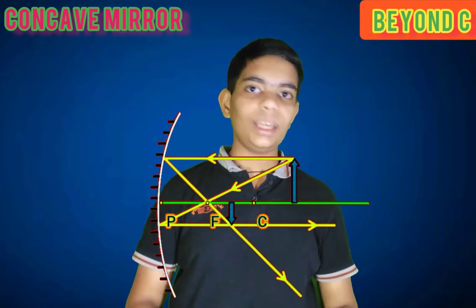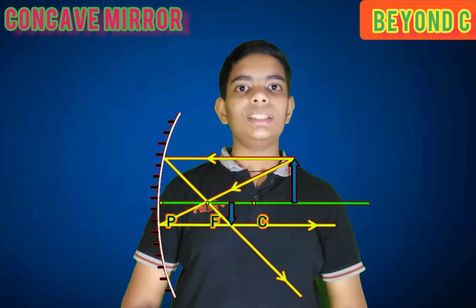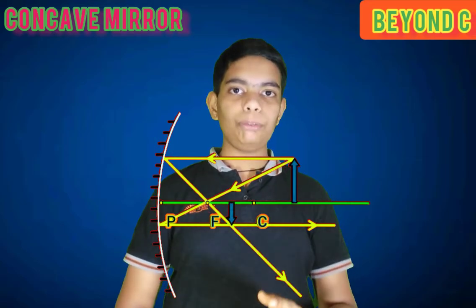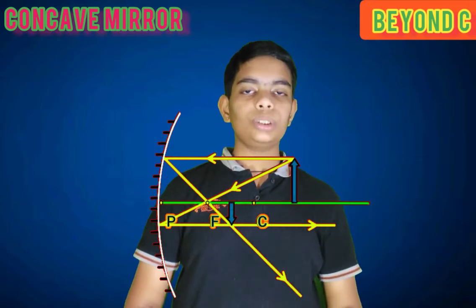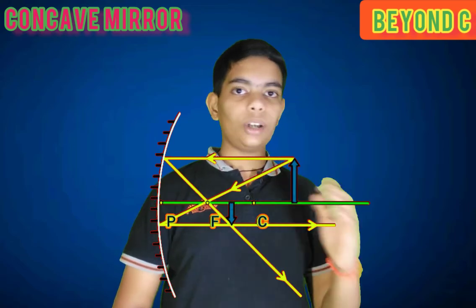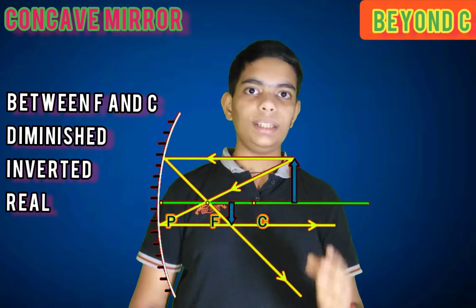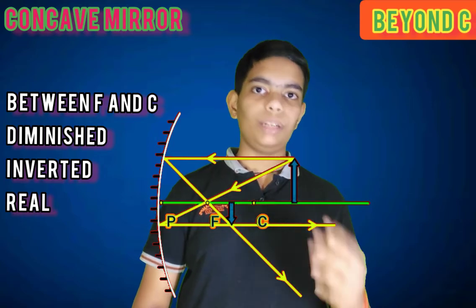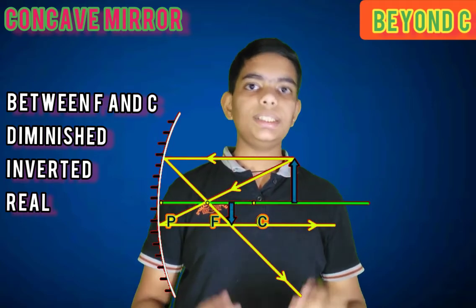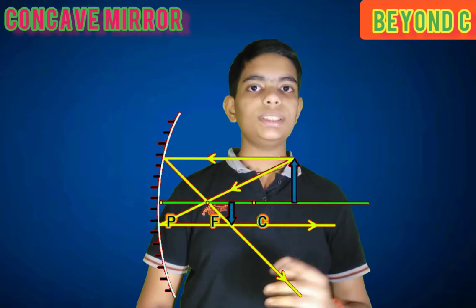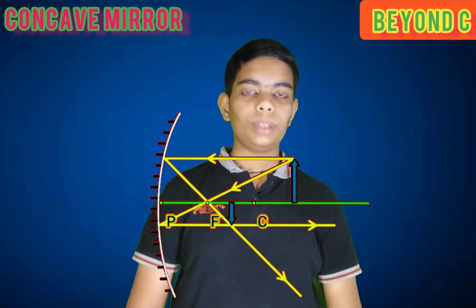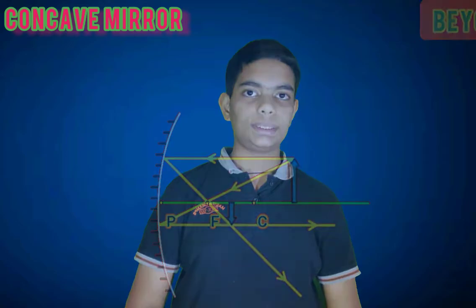So where did the image form? Yes, the image is formed between F and C. So when the object is placed beyond C, the image is formed between F and C and it is diminished and inverted. The image is real. So this is the first case, friends. Let us move on to the second case.